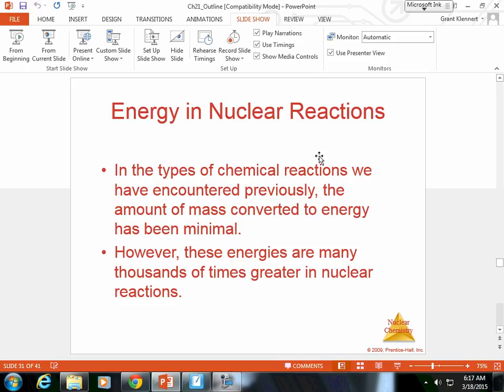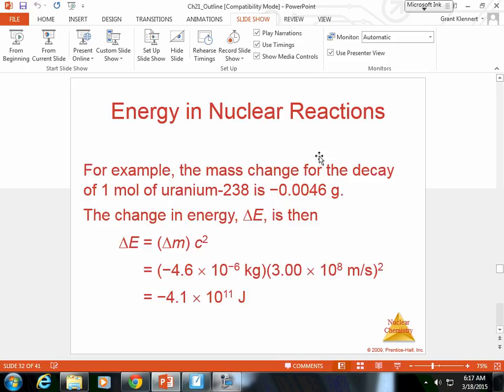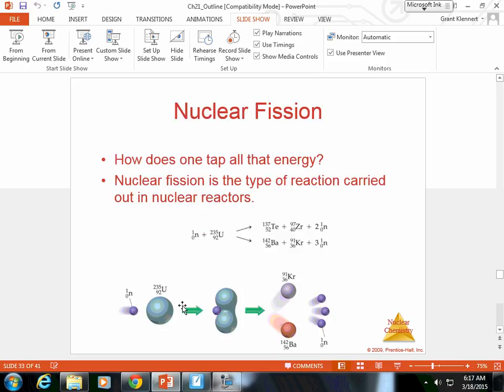So even though the mass of an atom is incredibly small, the energy that we can convert it to is incredibly large. If you look at the mass of one uranium atom, for example, it's only 0.0046 grams. Convert that to kilograms, you have 4.6 times 10 to the negative sixth. The speed of light is 3.0 times 10 to the positive eighth. You square that, and one atom of uranium, when it decays, can lose 4.1 times 10 to the negative 11th, or 4.1 times 10 to the positive 11th joules. That's a large amount of energy.